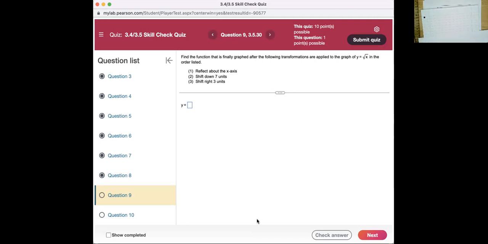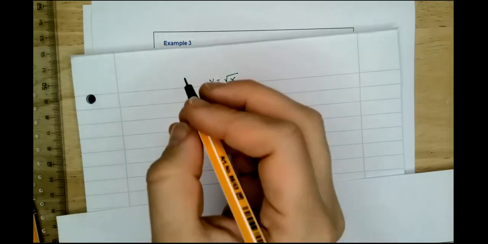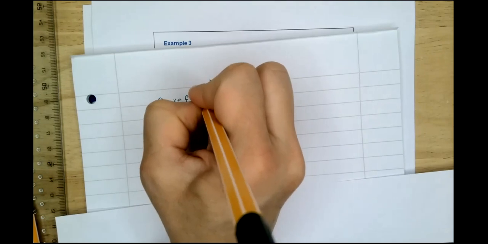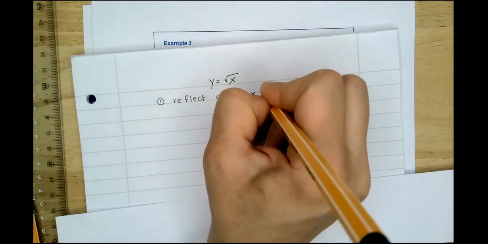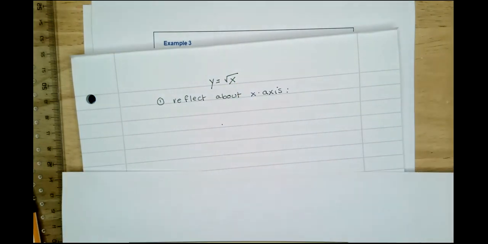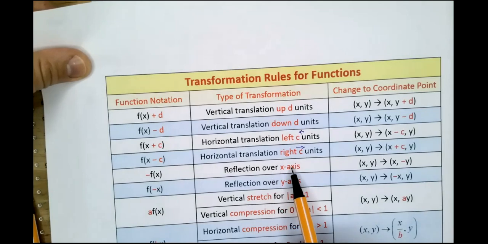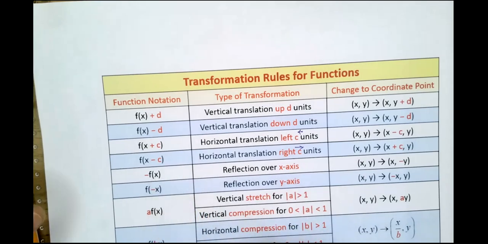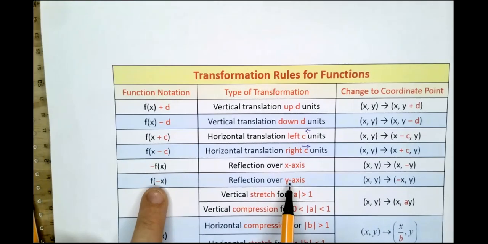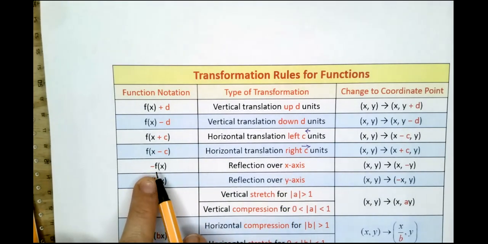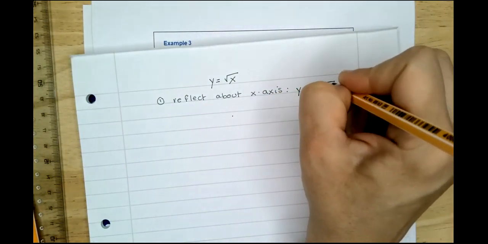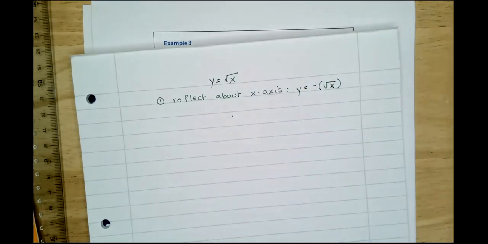So we're going to start with the square root of x. And the first thing we have to do is reflect about the x-axis. The same as reflect over the x-axis. So what does it say to create reflection over the x-axis? To put a negative outside the grouping symbol. So over the y-axis, the negative goes just with the x. For over the x-axis, it goes with the entire equation, okay? So now it's going to be y equals negative square root of x. Good?